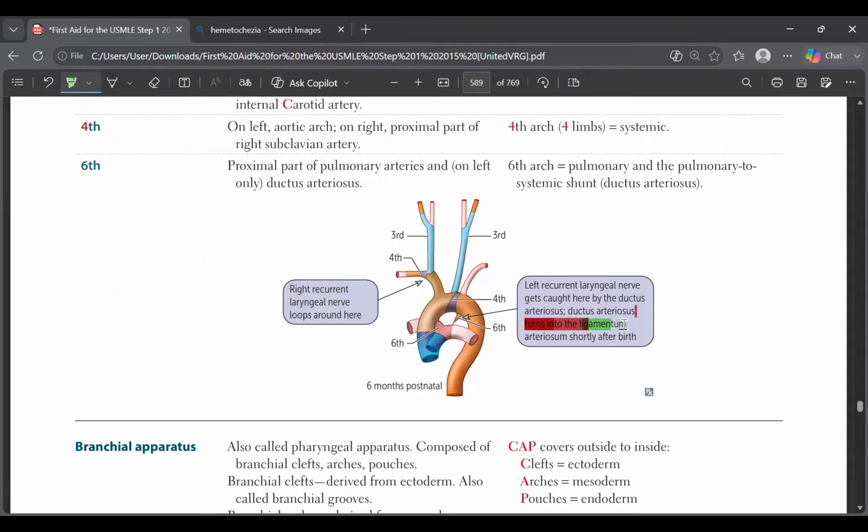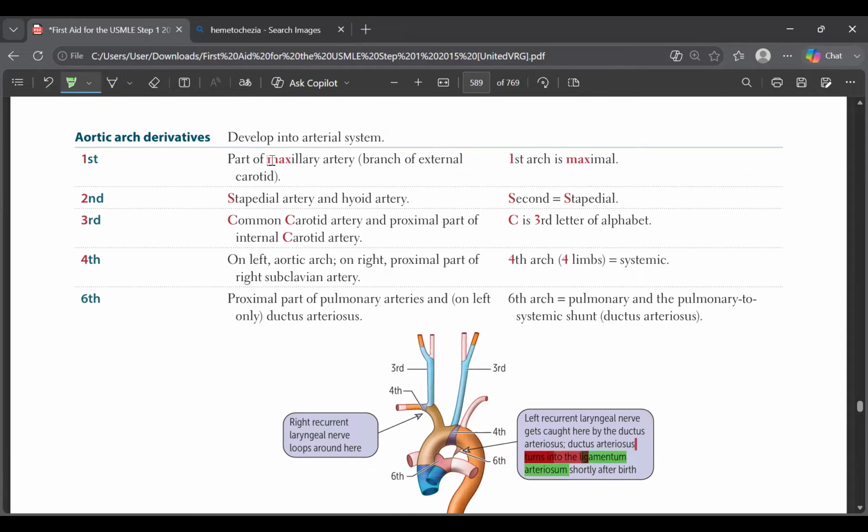Into ligamentum arteriosum shortly after birth. All right, let's study it. So the first arch forms part of the maxillary artery, which is the branch of the external carotid artery. First arch is maximal, so maxillary artery.